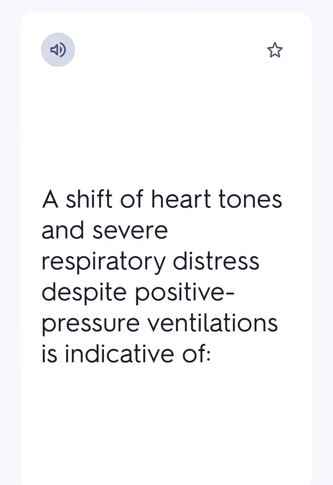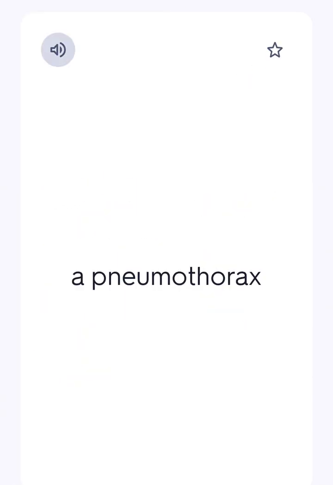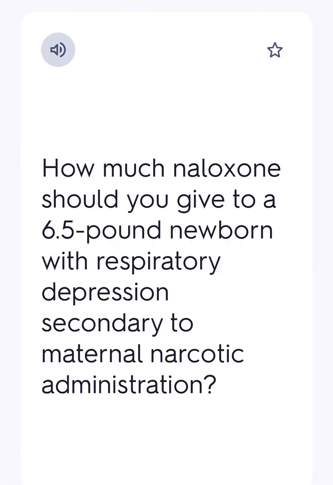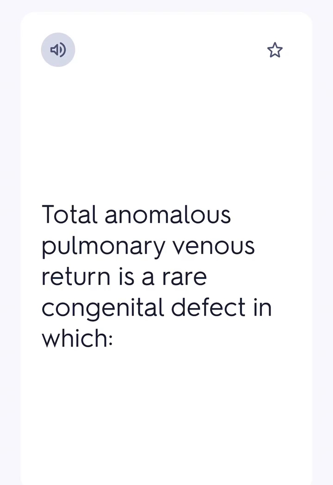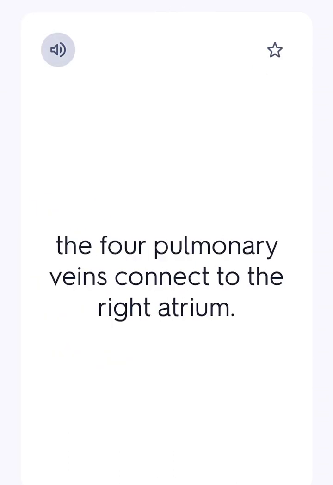A shift of heart tones and severe respiratory distress despite positive pressure ventilations is indicative of a pneumothorax. How much naloxone should you give to a 6.5-pound newborn with respiratory depression secondary to maternal narcotic administration? 0.3 milligrams. Total anomalous pulmonary venous return is a rare congenital defect in which the 4 pulmonary veins connect to the right atrium.